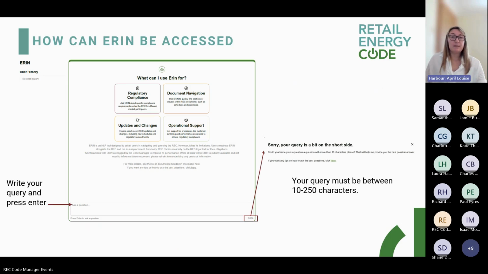Once you've selected the specific Ask ERIN feature, you'll see the following dashboard, and that will be available to you to enter your query. The little box at the bottom, it's quite literally as simple as write your query, press enter, and the whole process starts. One thing to note is that there are character limitations. Your question must be between 10 and 250 characters. If it's any less than 10, you'll see a little pop-out saying that it's a bit on the short side, and you'll be asked to provide further text before it will provide a response.